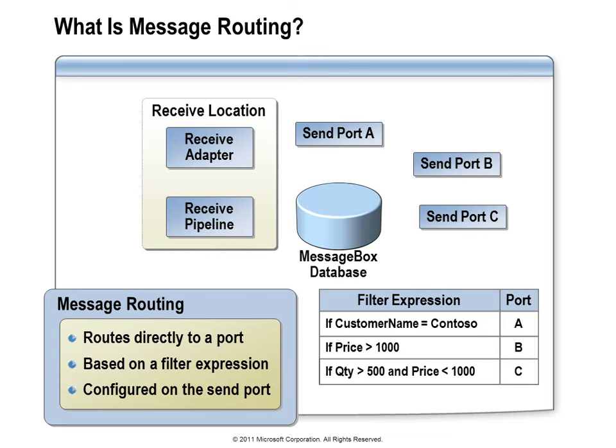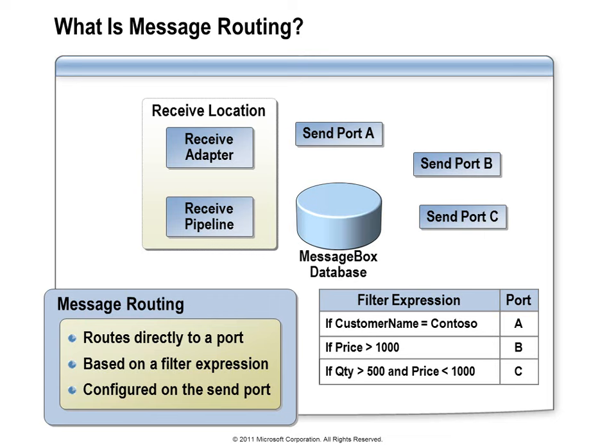You can see that send port B wants to receive any messages that have a price greater than 1,000. So implied in that is we expect that the receive location will examine the message and find the price and add that to the message context as well. If price is not added to the message context property for whatever reason, send port B will never receive any messages.